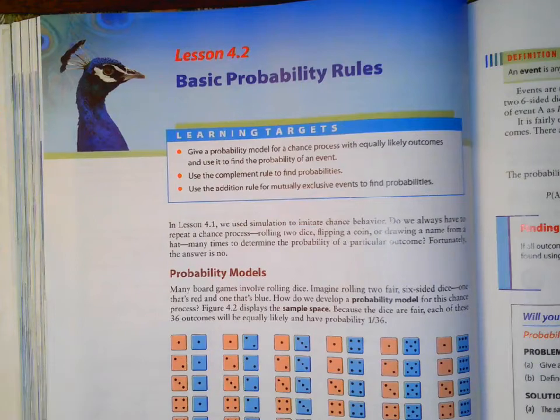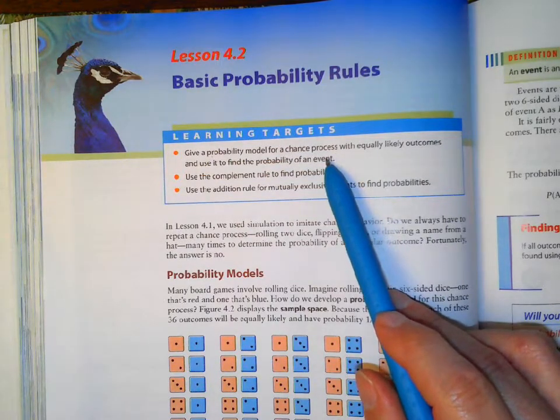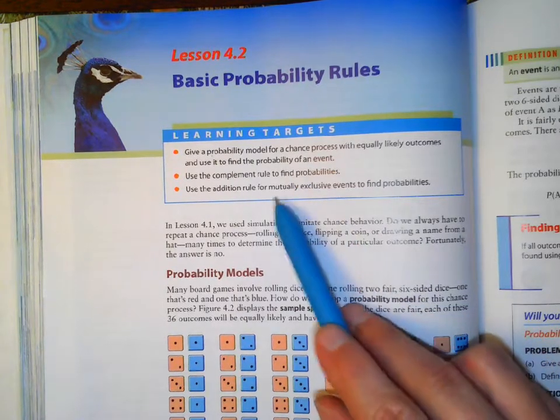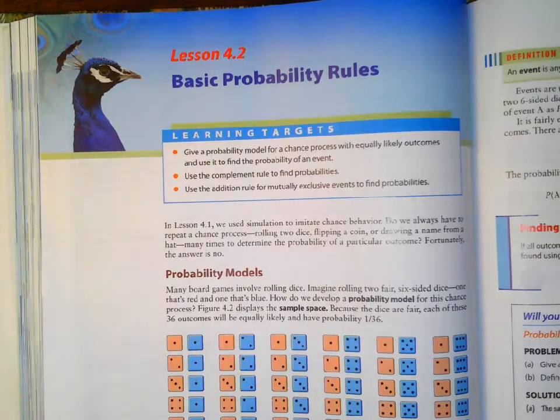Okay, these are notes 4.2. Three things we're going to talk about. Give a probability model. So basically just basic probability. What is it? We're going to use the complement rule to find probabilities, and also use the addition rule for multiple mutually exclusive events. Okay?